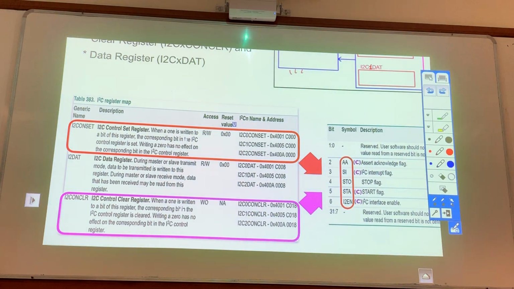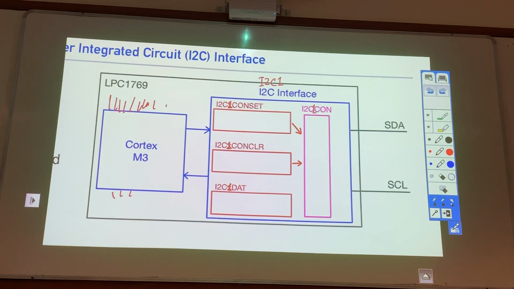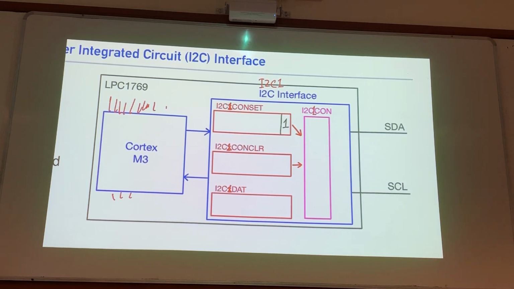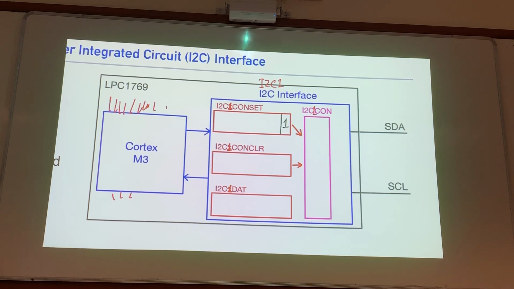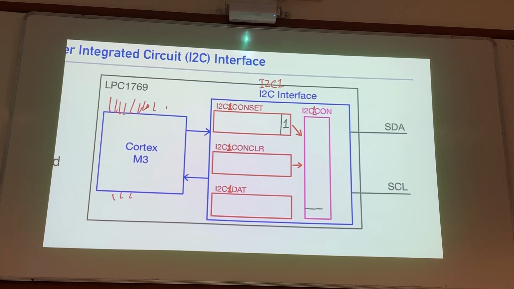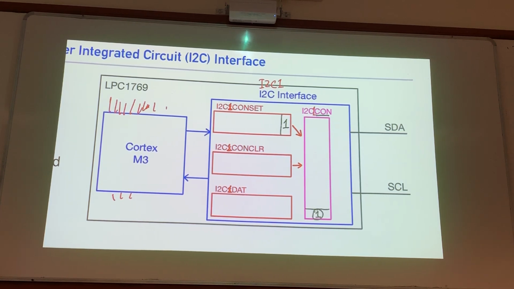Let's say I draw my control register vertically. I hope you understand this. If I write a 1 here in my control set register, it will set the corresponding location in my control register to 1.